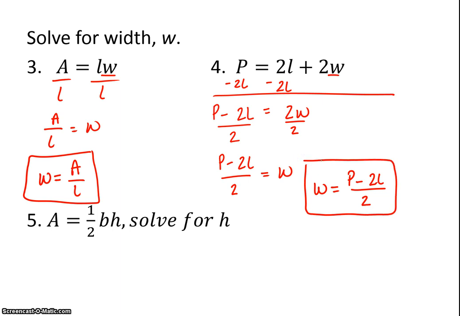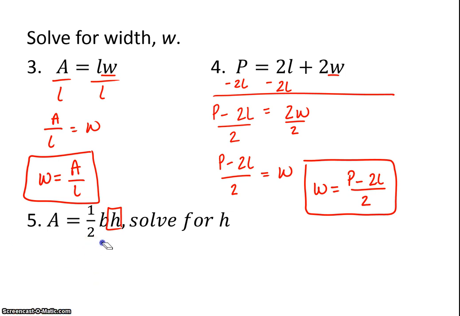Number 5, area equals 1/2 base times height. Solve for height. So we want to get this h by itself. It's being multiplied by 1/2 and it's being multiplied by the base. So what we need to do is divide out those two things. Okay, so how do we get rid of 1/2? Well, you can think of it as multiplying 1/2. So now you have to divide by 1/2. Although that's probably not the way that you're used to doing it.